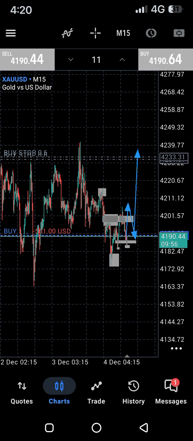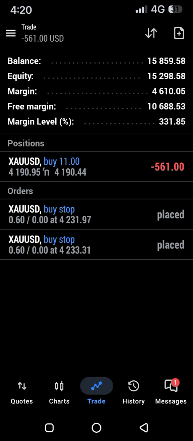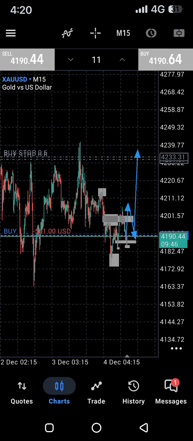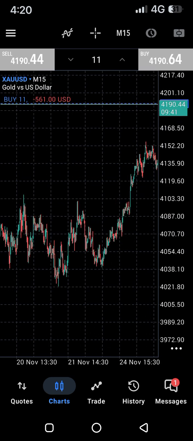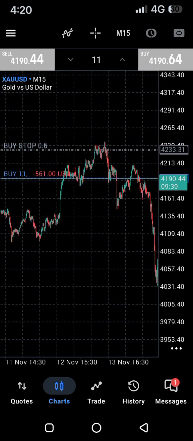I'll probably be holding this trade until around New York session close. And then afterwards we shall see what price will be giving us. But so far you're in a loss of around 500. Don't worry, it's just about the spread and stuff. But yeah, that's it for gold. You can go back in time so that I can show you the same concept over and over again.